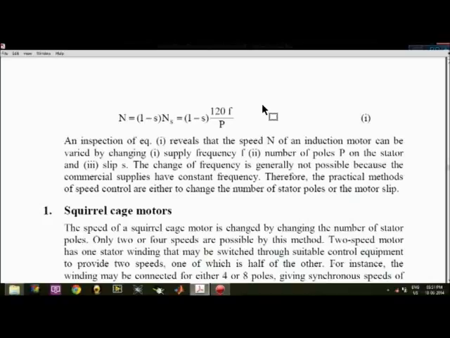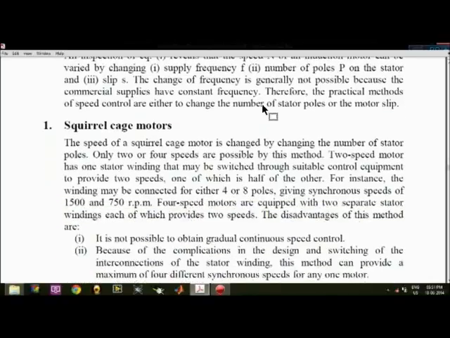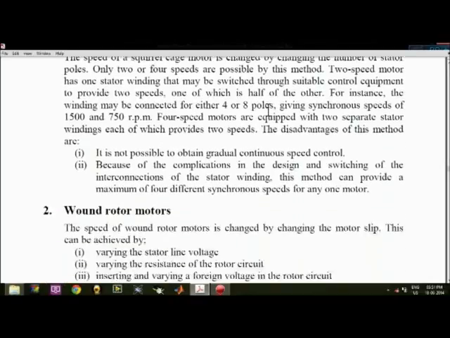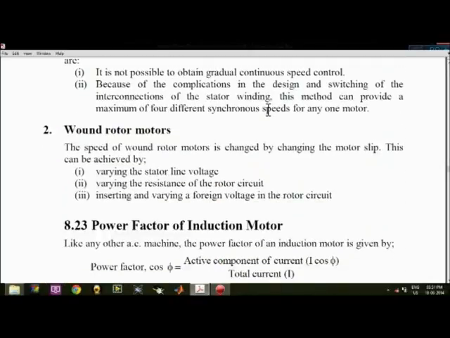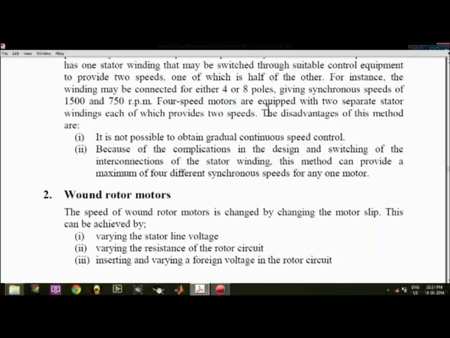Therefore the practical methods of speed control are either to change the number of stator poles or the motor slip, because we cannot always change the frequency. Our commercial supply has a constant frequency, so it is better to change the slip or the poles. So in case of squirrel cage motor and wound rotor motor, we have several speed control methods. Also you will read about the power factors and equivalent circuit in the higher classes or higher semesters.